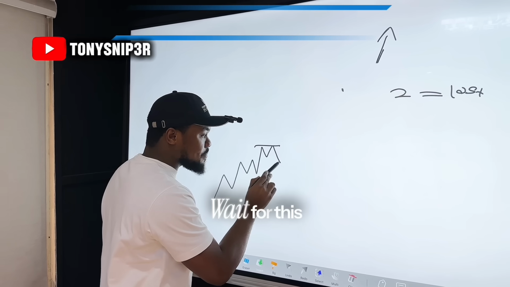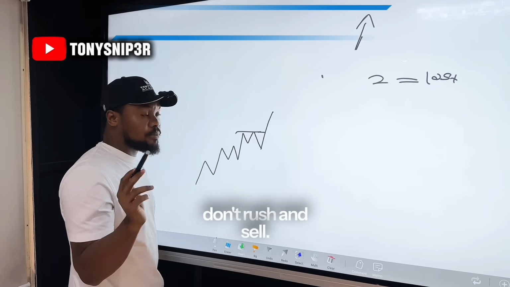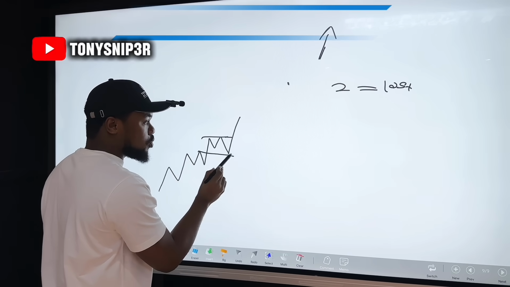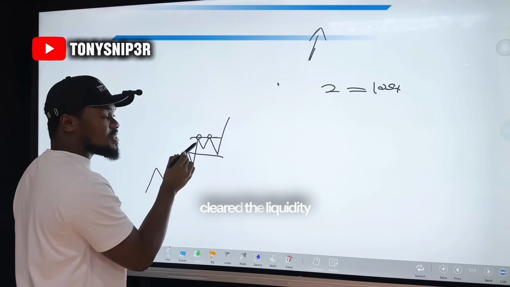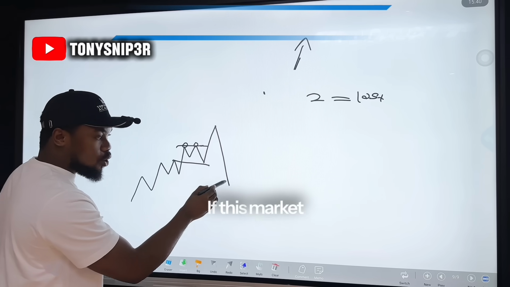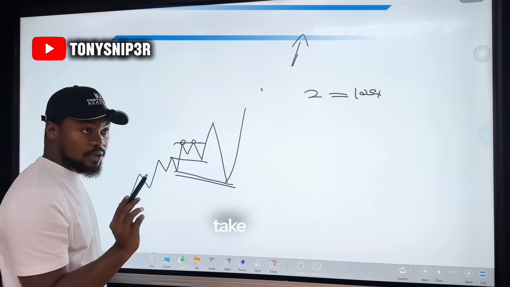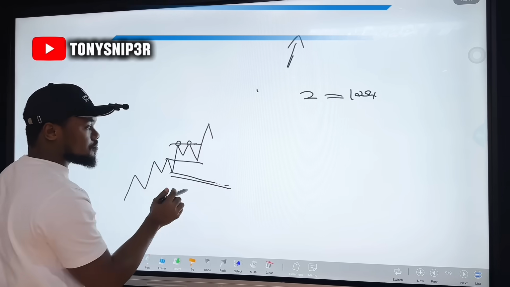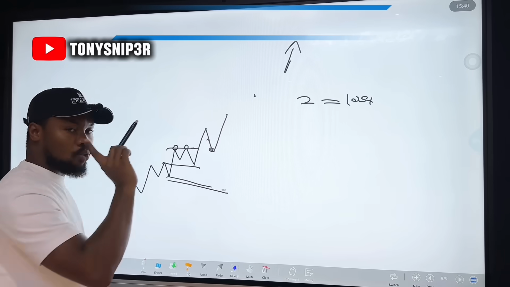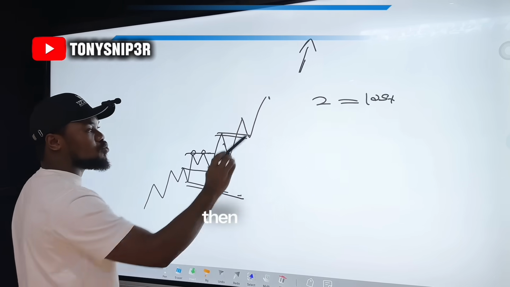Don't be in a rush to buy or sell this market. Okay? Wait for this market to break above. When this market breaks above, don't rush and sell. Remember, the only reason why this market broke above with a huge momentum is because this market tested here. Okay? Then this market cleared the liquidity sitting here. You want to watch if this market would come down. If this market comes down and retests this level here, then you buy. Take notes. But if this market comes back to this level here, then you see a huge momentum, wait. So long as the momentum has broken above here, then you wait for a retest, then you buy.